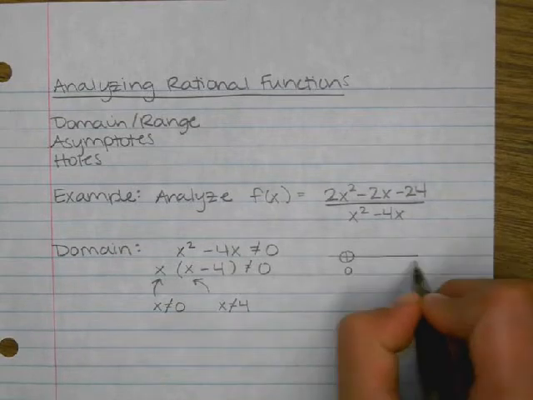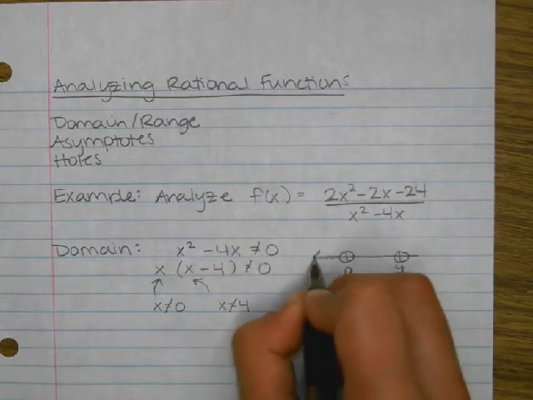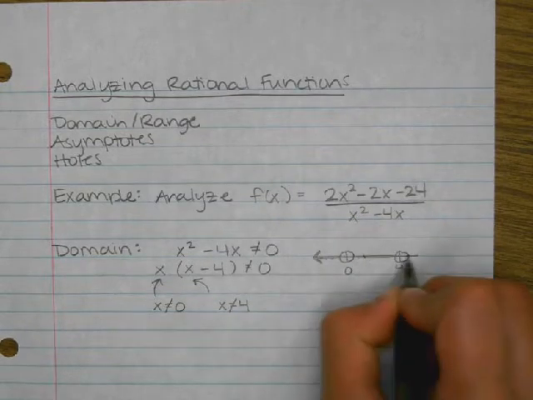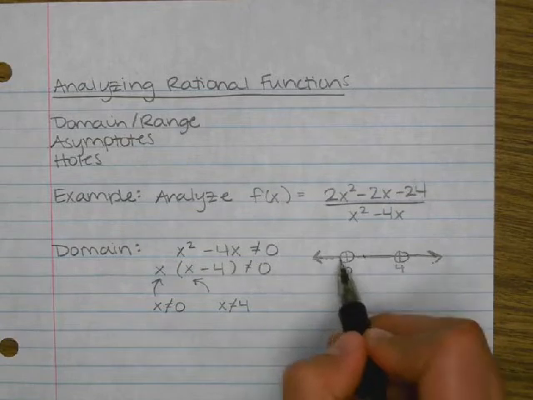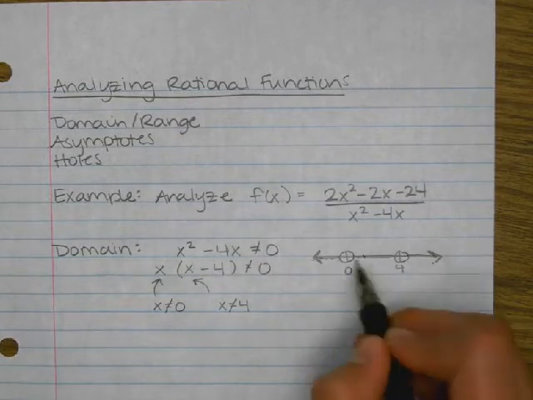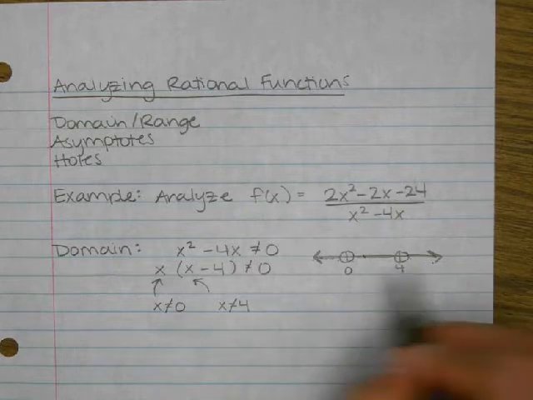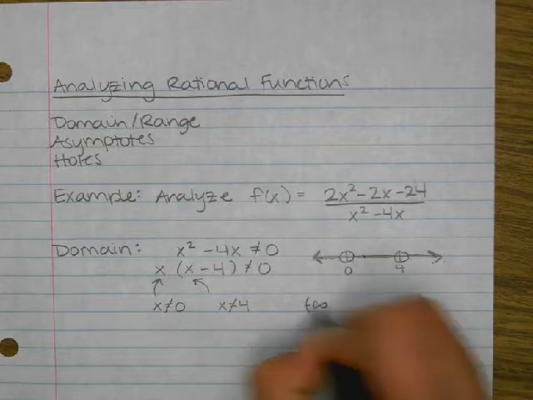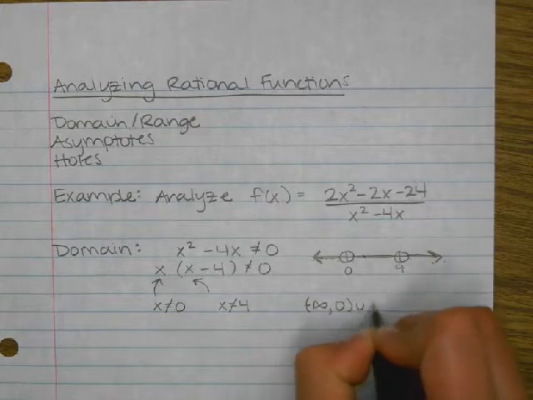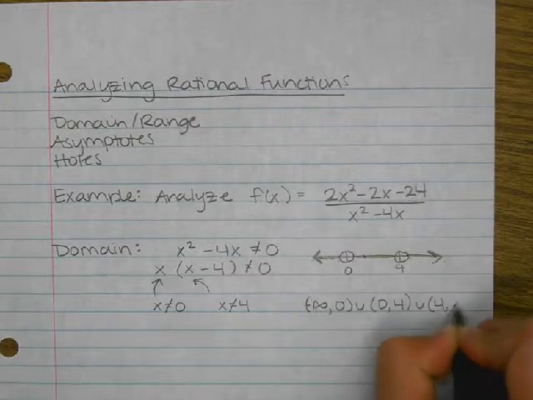So 0 is not allowed, 4 is not allowed, but everything else is allowed. So that means from negative infinity up to 0 is okay, from 0 to 4 is okay, and from 4 to infinity is okay, as long as I don't include those specific values. So our domain is from negative infinity to 0, from 0 to 4, and from 4 to infinity.